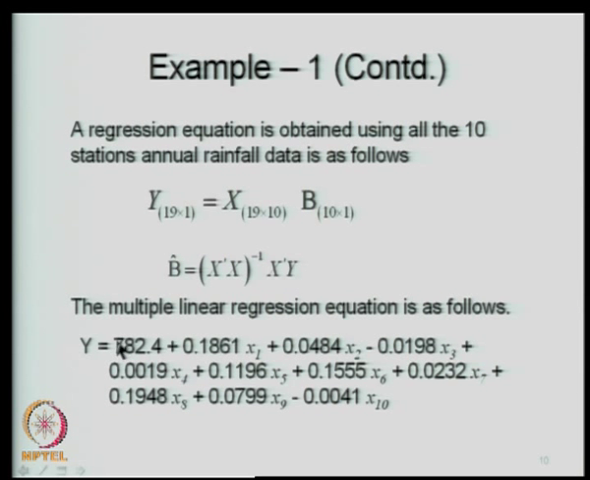Now, this is what we obtain when we regress the dependent variable on the independent variables as they are observed, without doing any principal component analysis. As you can see here, all the 10 variables have been used and there are 10 regression coefficients here.